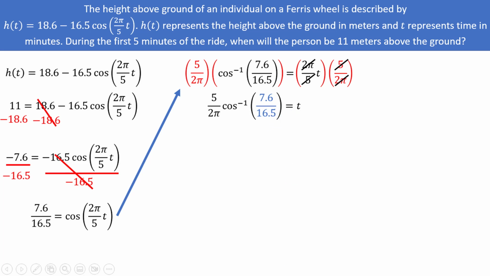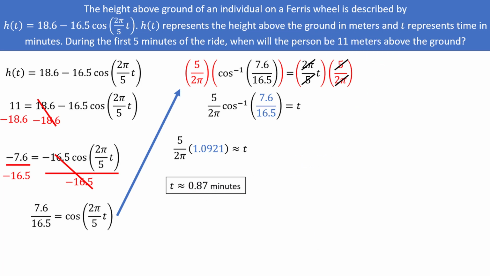If we type inverse cosine of 7.6 divided by 16.5 and we make sure that our calculator is in radians, we will get approximately 1.0921. So altogether, we have 5 over 2 pi times 1.0921 is approximately equal to t. I say approximately equal to because this decimal goes a lot more than just 4 decimals. If we type this into our calculator and make sure that we have parentheses on the 2 pi in the denominator, we will have t is equal to approximately 0.87 minutes. At just before 1 minute, we will be 11 meters above the ground.